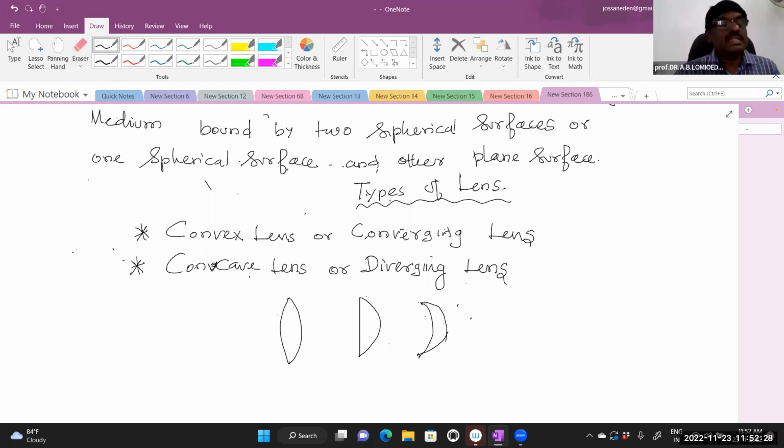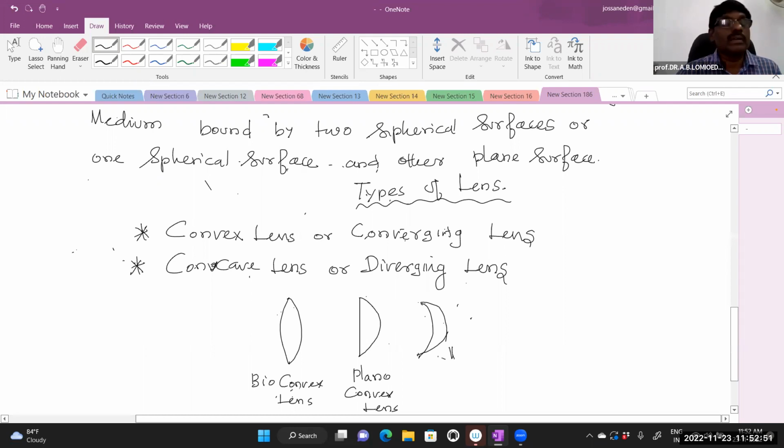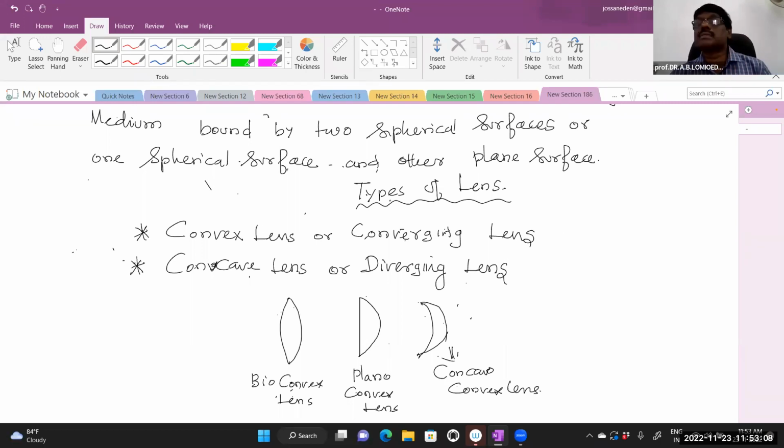See, the first lens is called biconvex lens. The second lens is called plano-convex lens. The third one, concavo-convex lens. There are three types of refracting surfaces.